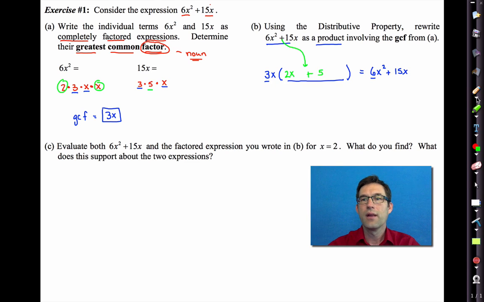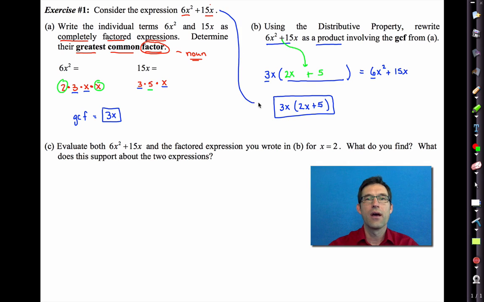Let me go back to blue. So in other words, 6x squared plus 15x is the same as 3x times 2x plus 5. All right? That is factoring this, writing it as an equivalent product. Okay? Writing it as an equivalent product. Now to really hammer that home, let's take a look at C.